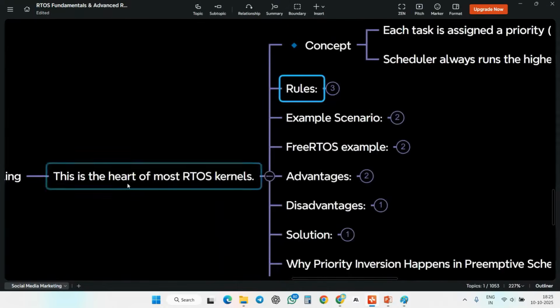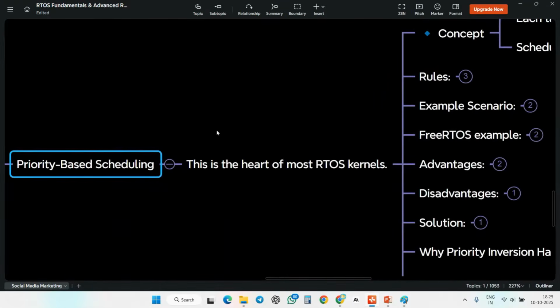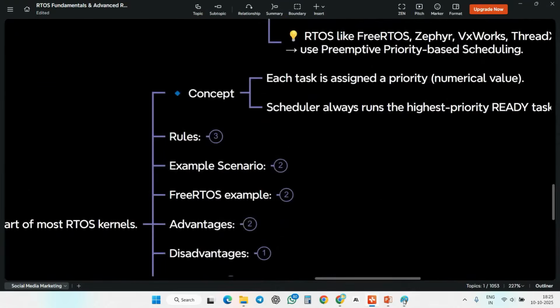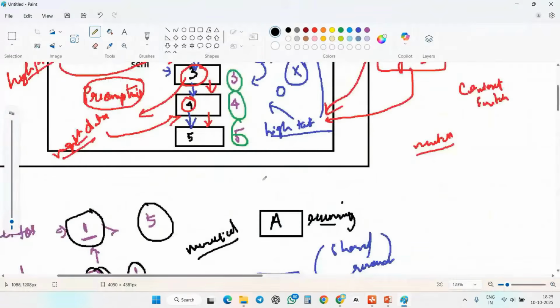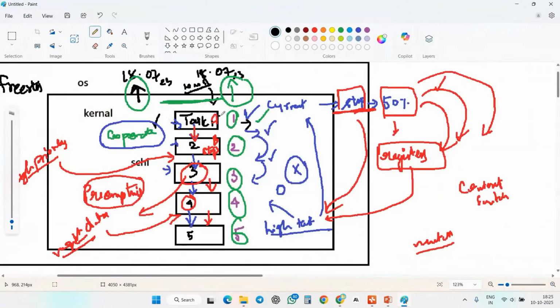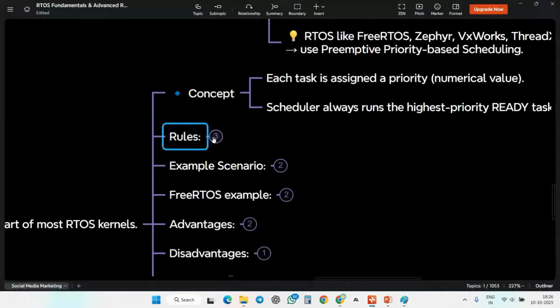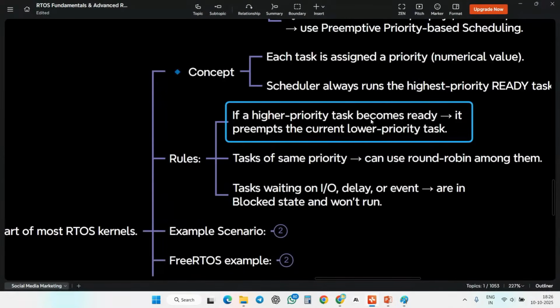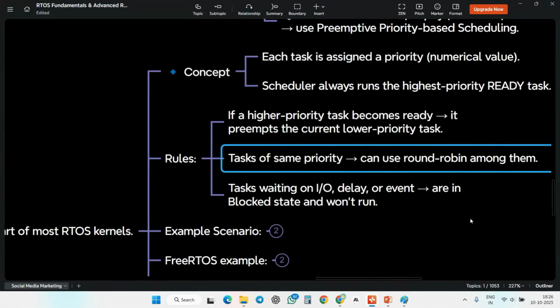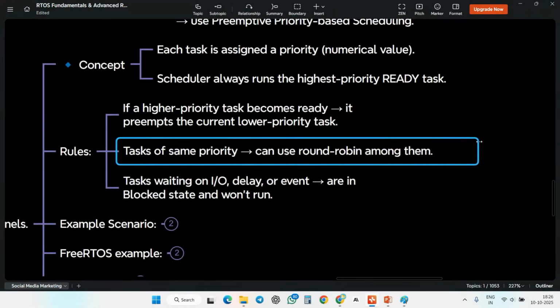What are the rules in priority-based scheduling? You prioritize with a numerical number, like putting a number like this, and then you process the data. What are the rules? If a higher priority task becomes ready, it preempts the current lower priority task. That is a very, very important rule. Tasks of the same priority can use the round robin technique. We already know this concept.